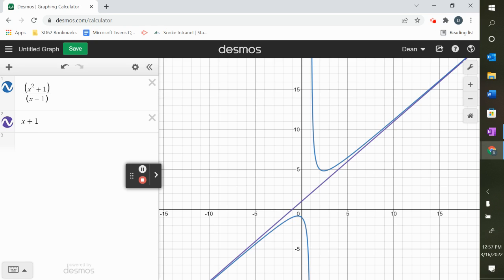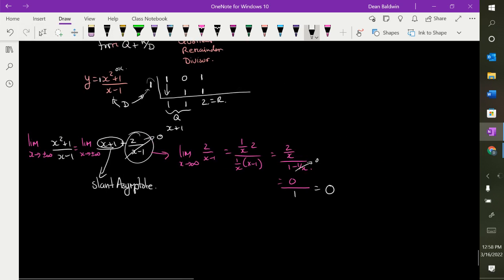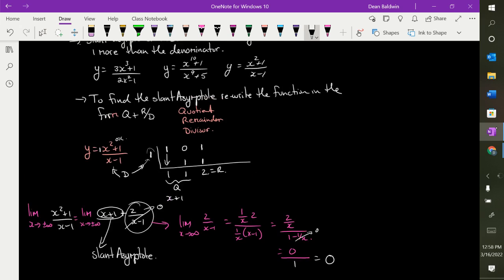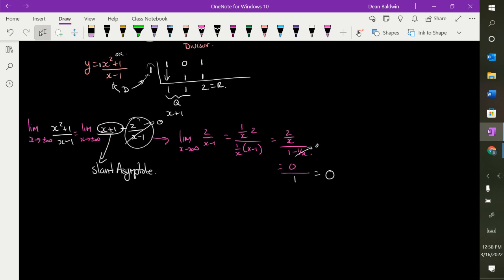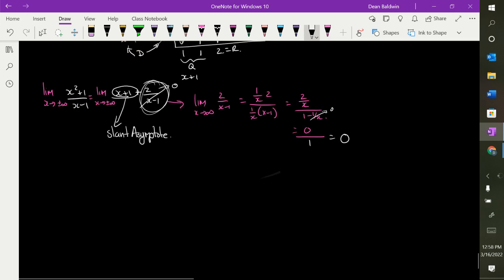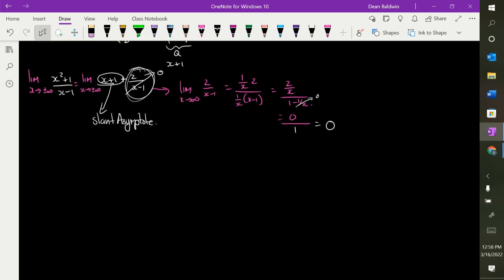All you really need to remember is when you do the division, it always works, because that's the reason we rewrite it as q plus r over d. The r over d part goes to 0. That's the whole reason we rewrite it this way. Your quotient is the slant asymptote. Okay, that's nice. So let's do one more just for practice.